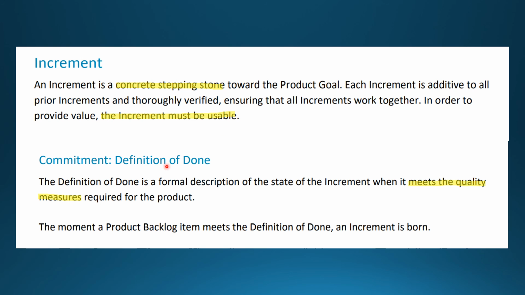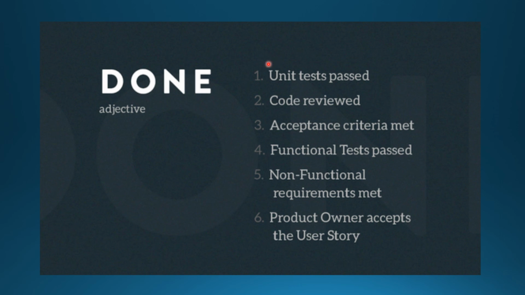The commitment is the definition of done. It's a formal description of the state of the increment when it meets the quality measures required for the product. What are the quality measures? I've given some examples here: unit tests passed, code reviewed, acceptance criteria met, functional tests passed, non-functional requirements met, the product owner accepts the user story. You can include the users also accepting the user stories.